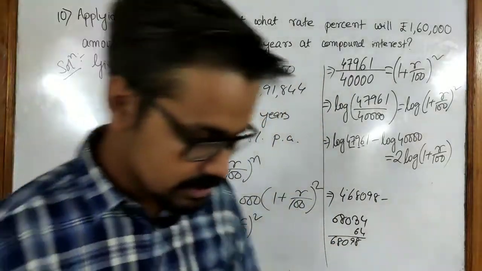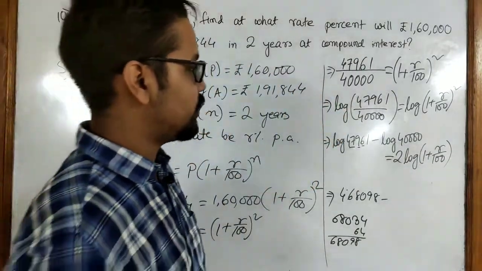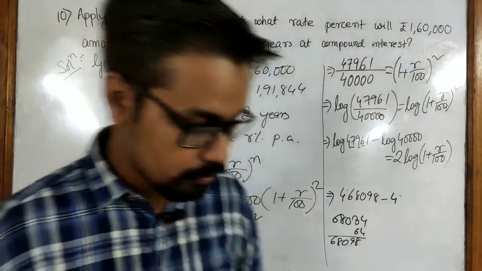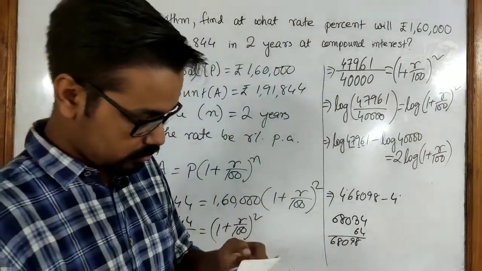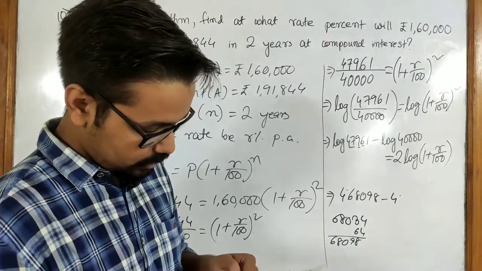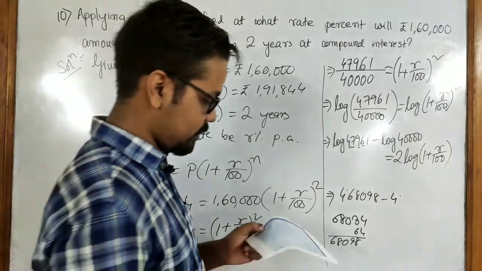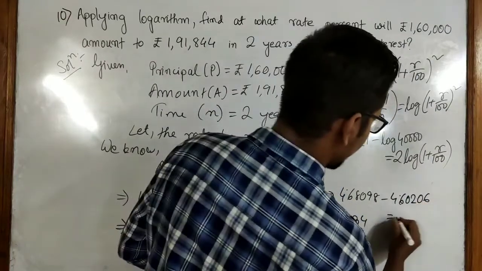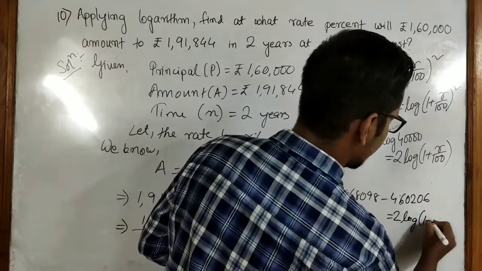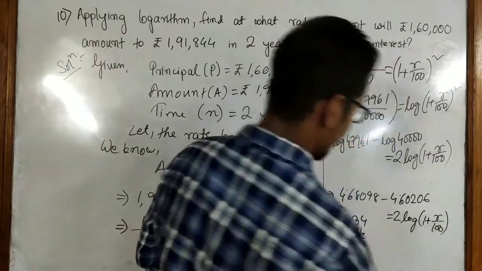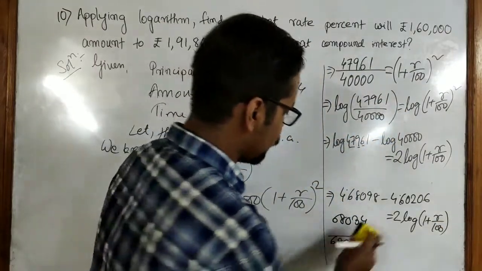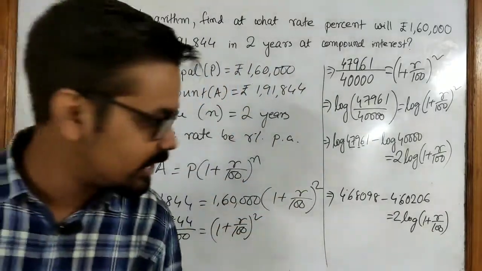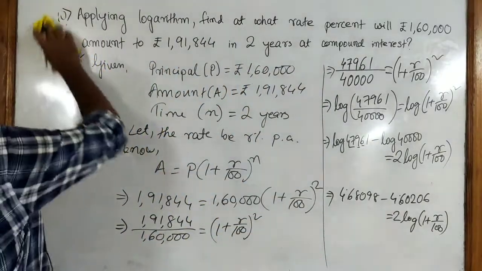So 40,000 means log of 4 into 10 to the power 4. So it is 4 point, just the value of log 4. So what is log 4? Log 4 means 60206, so it is 4.60206. And here we have 2 log (1 plus R by 100). So that's what we need to get right now. Now let us move on to this side because I don't have any space right here. So I'm going to erase some of the parts.